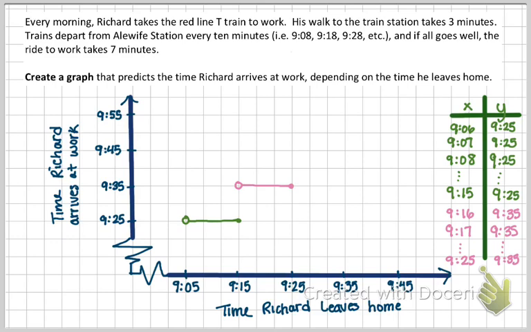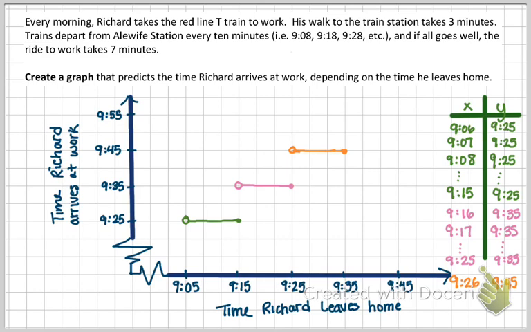And then if we continue, look at the next interval. If he leaves at 9:26, he's going to miss that 9:28 train. So he'll have to wait for the next one, which is at 9:38, which means he will get to work at 9:45. And he will continue to get to work at 9:45 if he leaves at 9:26, 9:27, 9:28, all the way until 9:35. That is the latest he can leave in order to make it to work at 9:45.